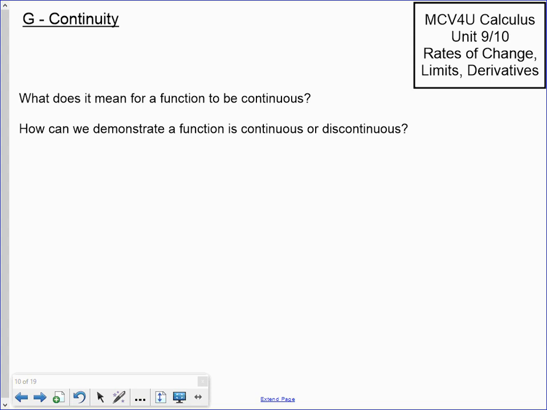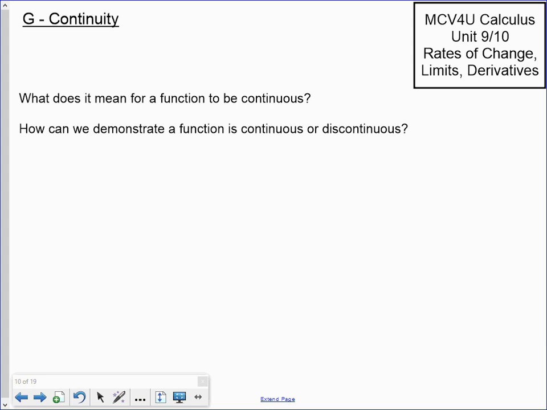In this lesson, we're talking about continuity, and we have two big things that we want to learn by the end of this lesson. We want to know what it means for a function to be continuous, or conversely, for a function to be discontinuous, and we want to be able to recognize that when we see it in a function. And we also want to be able to demonstrate that a function is continuous or discontinuous in a more formal mathematical sense.